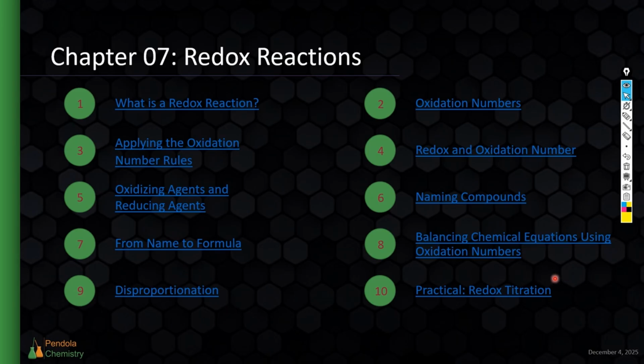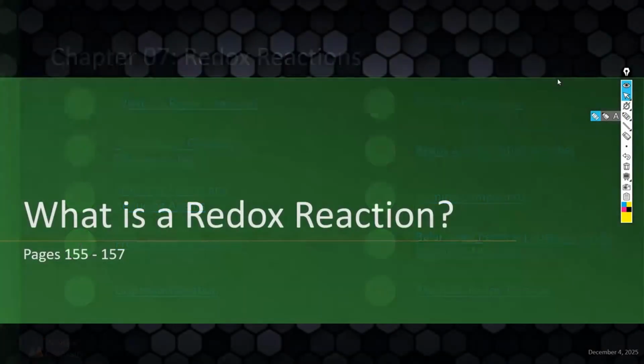There is a practical associated with this chapter, which is the reduction oxidation titration, which is another kind of titration that uses a natural color change from a reaction to look at concentrations. So let's start with section 1.